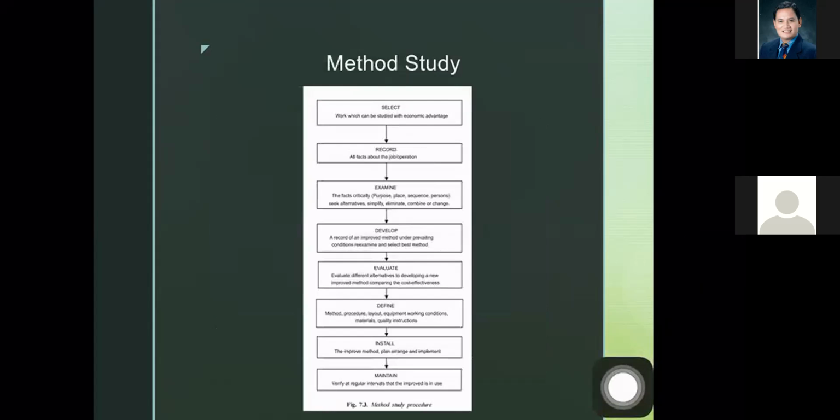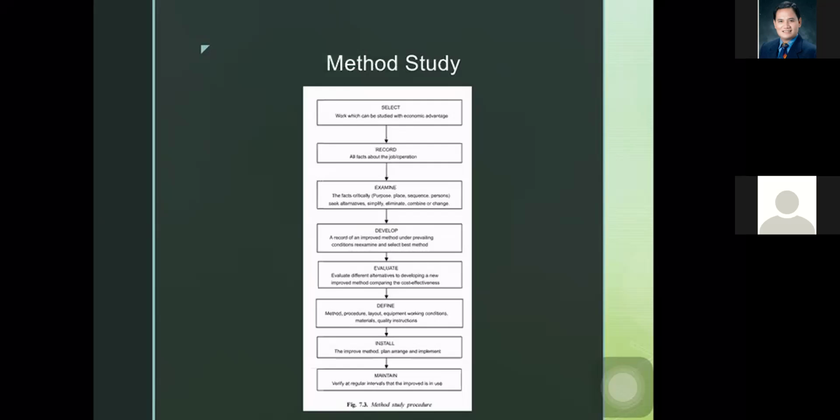Now we will proceed with the method study as part of work study. Method study is called methods engineering or work design. Method engineering is used to describe a collection of analysis techniques which focus on improving the effectiveness of man and machine. So the basic approach to method study consists of the following 8 steps. The detailed procedure for conducting the method study is shown in figure 7.3.